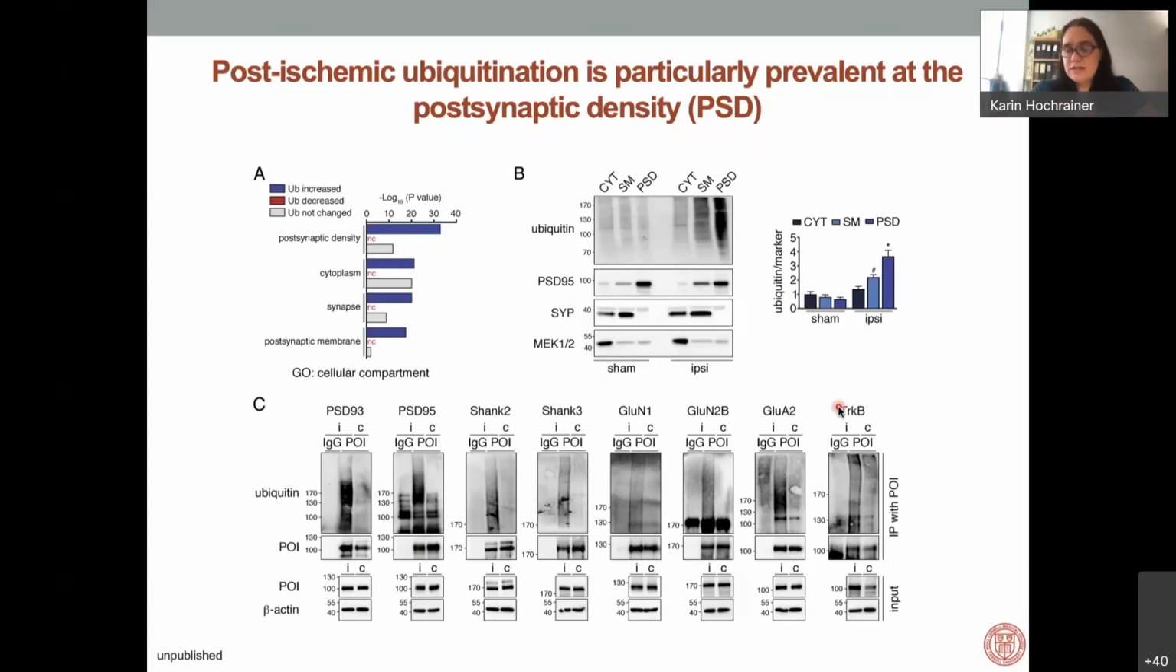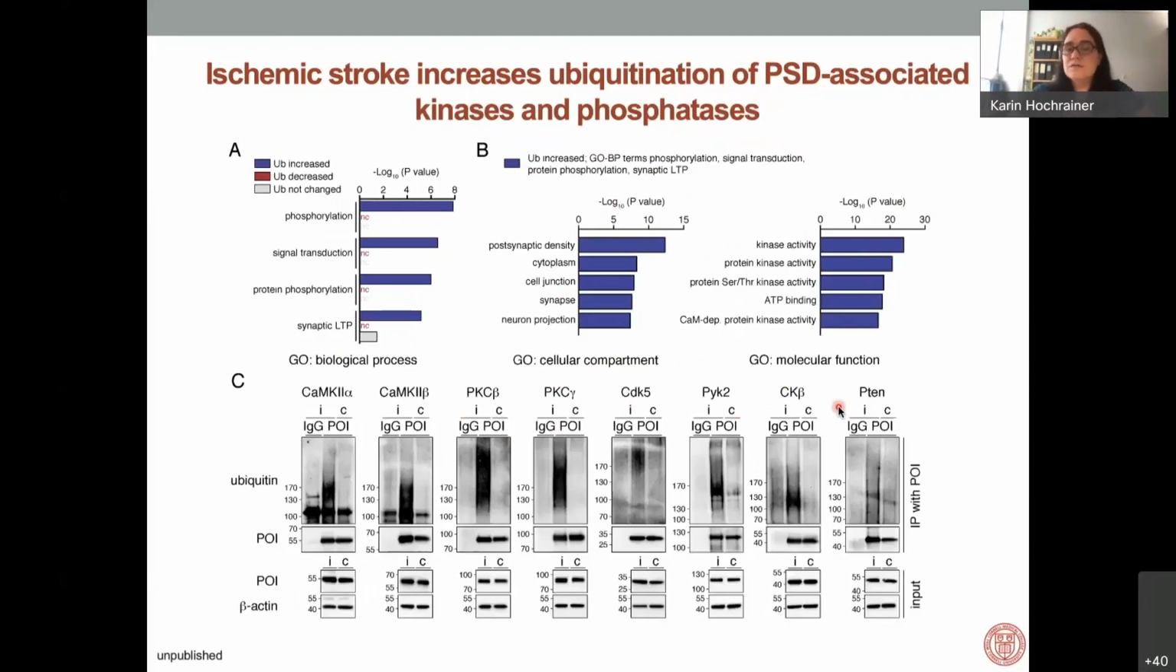Another class of proteins at the postsynaptic density that's very important in transmitting signals further down to the nucleus, so then you have an output of information, are kinases and phosphatases. And this is exactly the class of proteins that we also find highly ubiquitinated after stroke at the postsynaptic density. And here we have a couple of examples that might be familiar to you: CaM kinase, protein kinase C, CDK5, PYK2, creatine kinase, and the phosphatase PTEN.